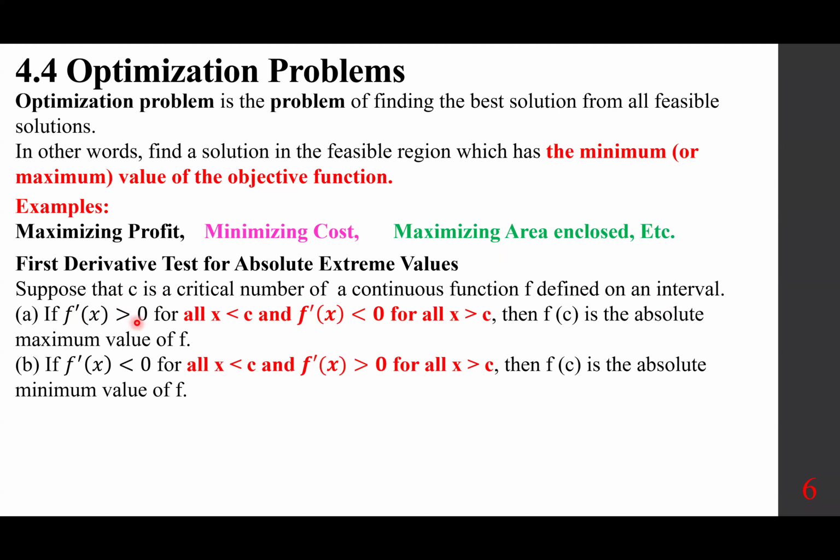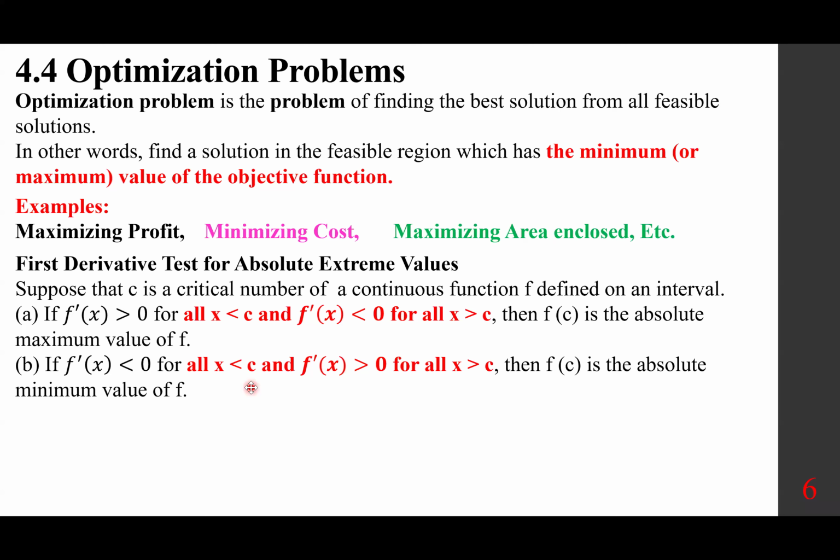If f prime is positive for all x less than c and f prime is negative for all x larger than c, then f of c is the absolute maximum value of f. If f prime is less than 0 for all x less than c, and f prime is larger than 0 for all x larger than c, then f of c is the absolute minimum value of f.